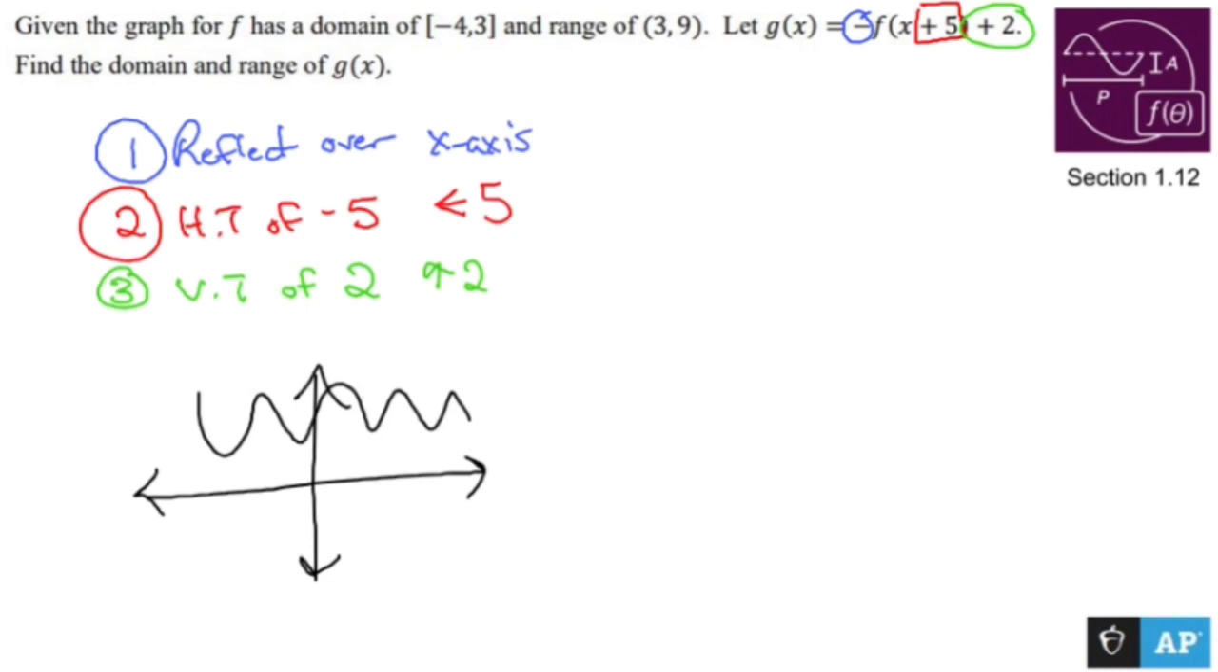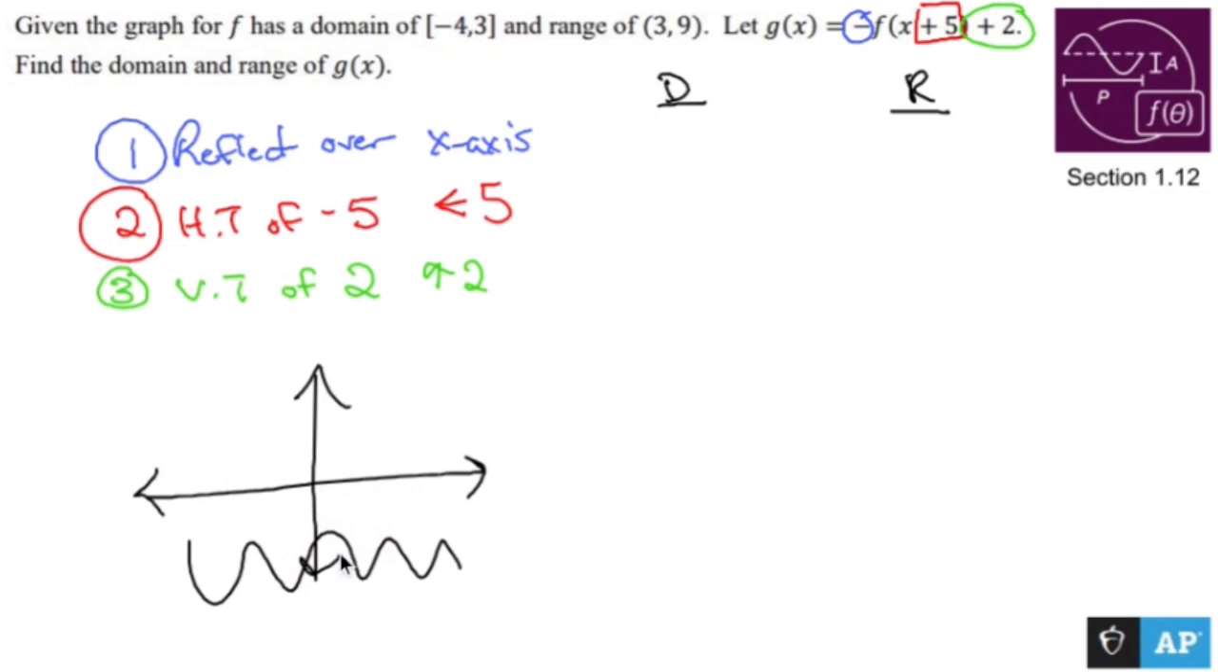The first thing that I do, and let me write out the steps for my domain right here and my range right here, is flip this over the x-axis, which means this now shows up down here, upside down. Now, how did that affect my domain? It didn't. So my domain, as of now, stays exactly the same. My domain is still [-4, 3].